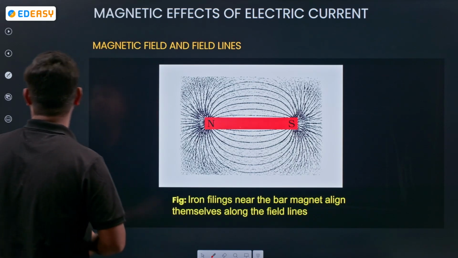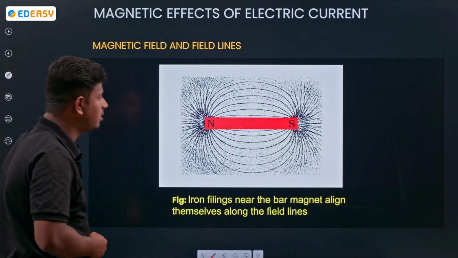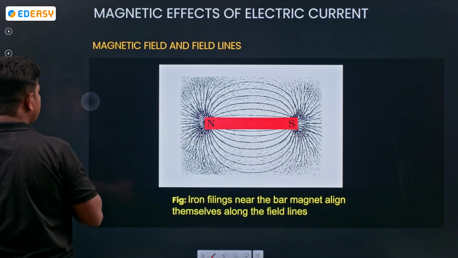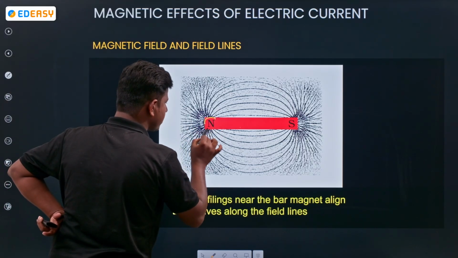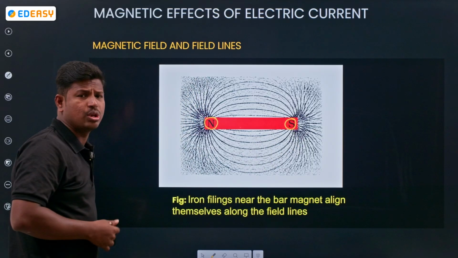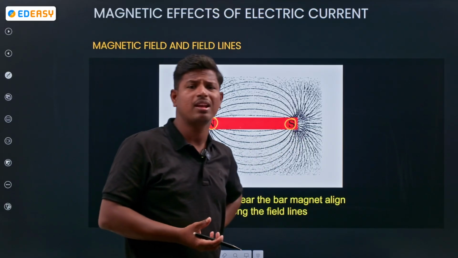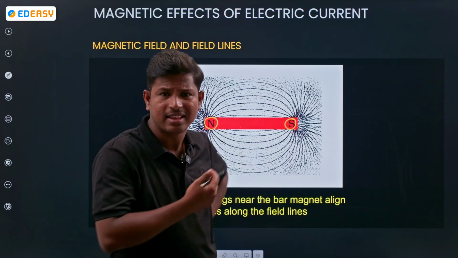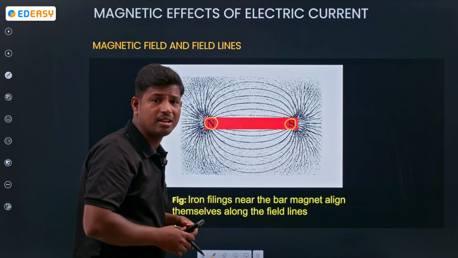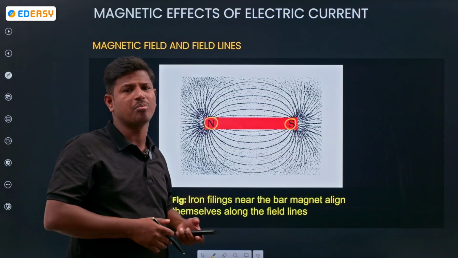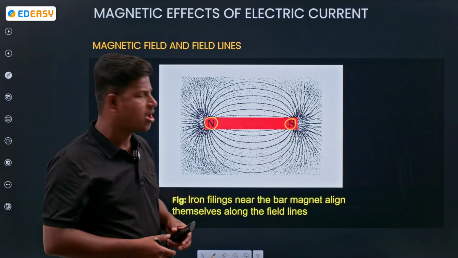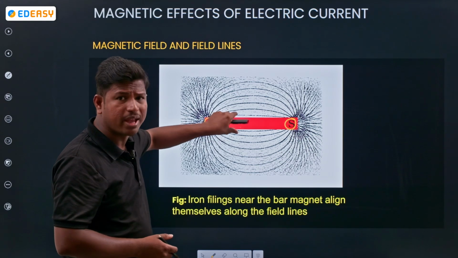Next, see how the magnetic field will be. Let us take a bar magnet. It has a north pole and this is the south pole of the bar magnet. You see the bar magnet in a lab, right? We have types of magnets: bar magnet, horseshoe magnet, ring magnet, and disc magnets. This is the bar magnet.